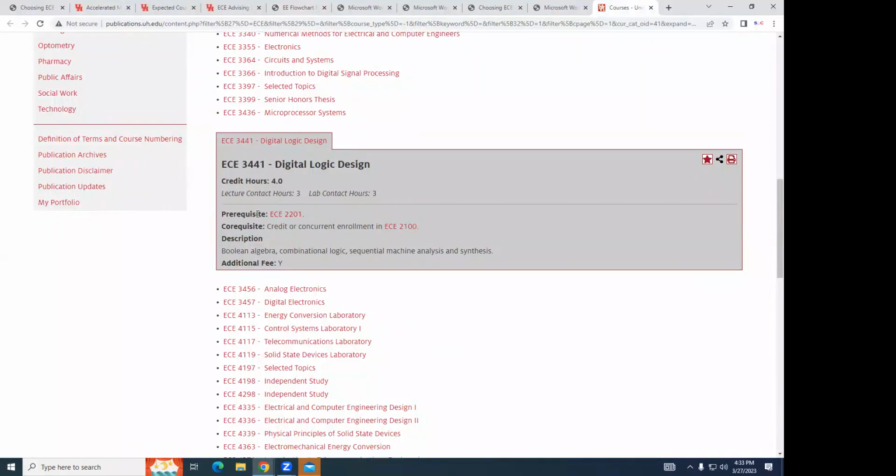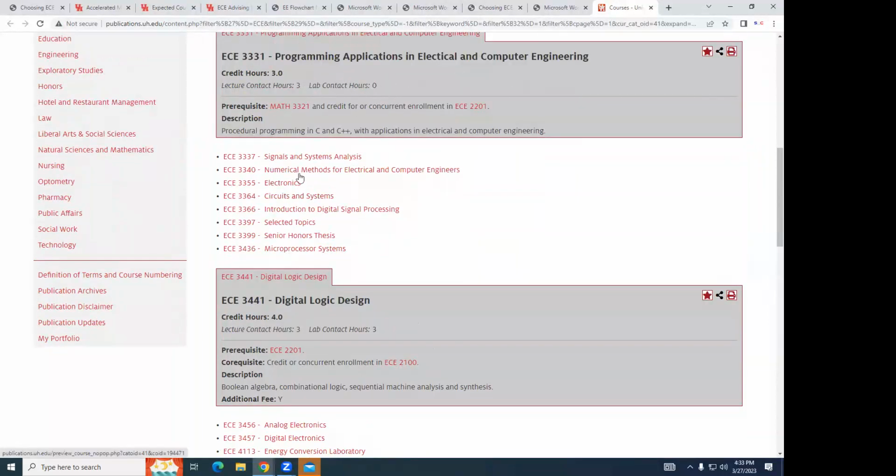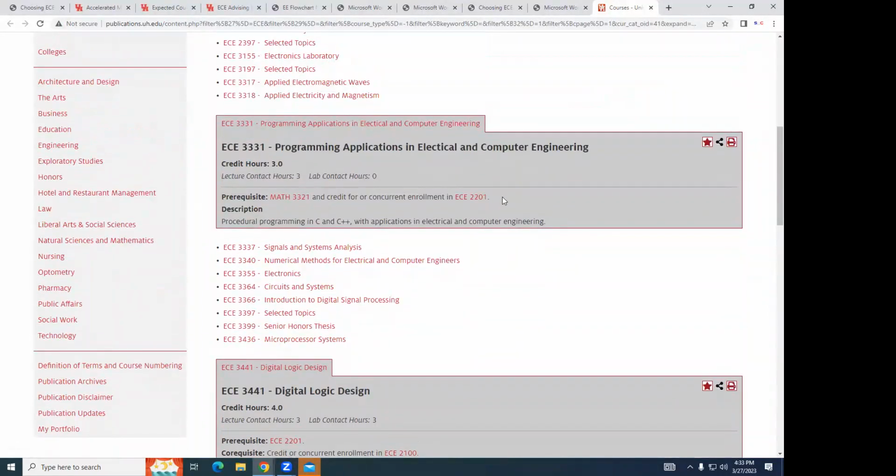So no, you cannot do micro P without circuits 1. Basically, you can't do much of anything without circuits 1. You can do 3331 if you're doing them simultaneously. Credit for or concurrent enrollment in. We refer to it as C4E, credit for or registration in.